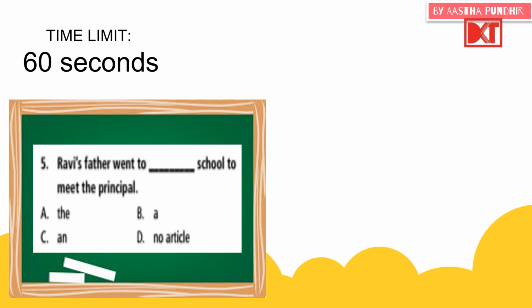Okay, here Ravi's father went to dash school to meet the principal. So alright, so now we are talking about Ravi's father went to dash school. Now here this school, हम यहाँ पे कोई स्कूल को स्पेसिफिक रेफरेंस दे रहे हैं या जनरल रेफरेंस दे रहे हैं? Specific or general? We are talking about a specific school that he went to, right? A very specific school that he went to meet the principal, particular objective. So here we will be using definite article, which is the. So Ravi's father went to the school to meet the principal. All right.